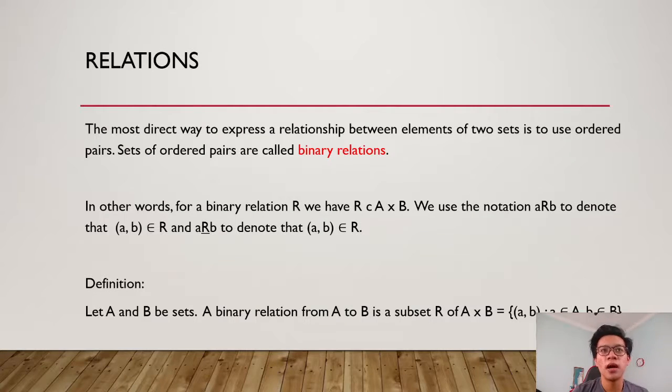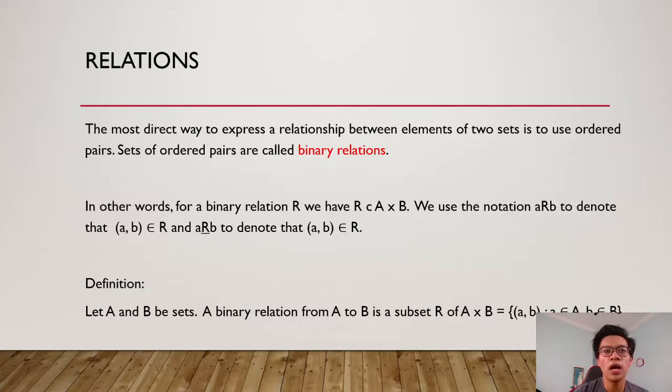For relations, the most direct way to express a relationship between elements of two sets is to use ordered pairs. A set of ordered pairs is called a binary relation. For a binary relation R, we have R a subset of A times B, and we use the notation a R b to denote that (a, b) belongs to R, and a R-complement b to denote that (a, b) does not belong to R.